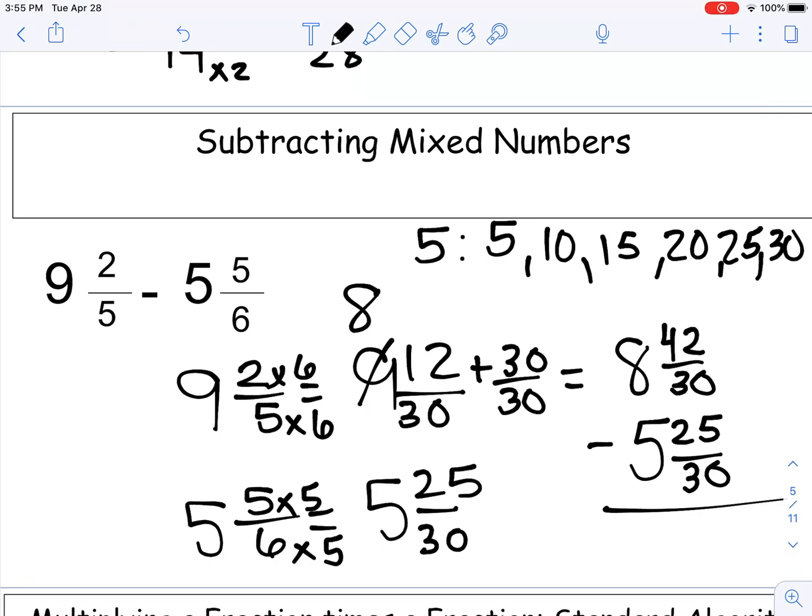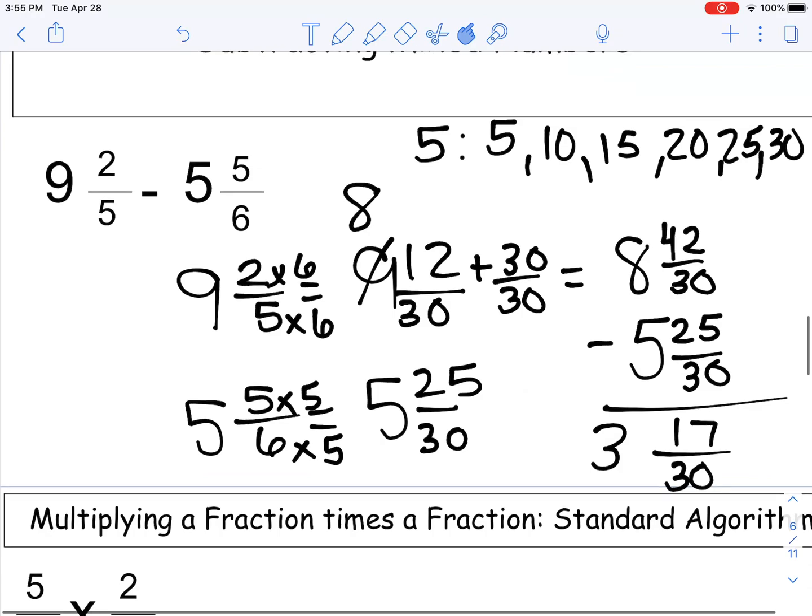Now I can subtract. 42 minus 25 is going to give me 17 over 30. And 8 minus 5 is going to give me 3. And now let's think back to what we learned a long time ago about prime and composite numbers. 17 is prime, guys. So what do we know about that? You're right. It only has factors of 1 and 17. And I know 17 times 2 is 34. So I definitely cannot simplify.